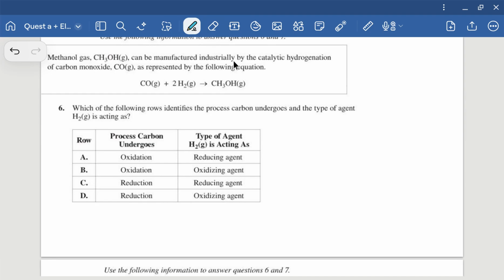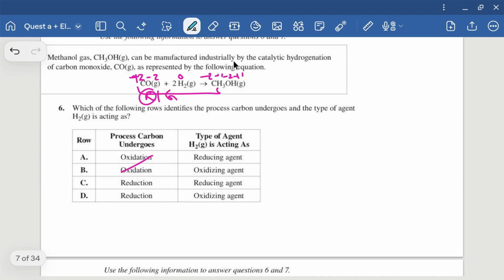Moving on to the next, we have our reaction here and some information about it, and it says which of the following rows identify the process of carbon undergoing and which type of agent hydrogen is acting as. So again, all of these are just oxidation numbers. If you assign your oxidation numbers, carbon would be +2, hydrogen here is 0, and on the right-hand side we'll have your fixed numbers, and once you assign them, you'll see that carbon has to be -2. So if you're going from +2 to -2, you are gaining electrons, so you're undergoing reduction.